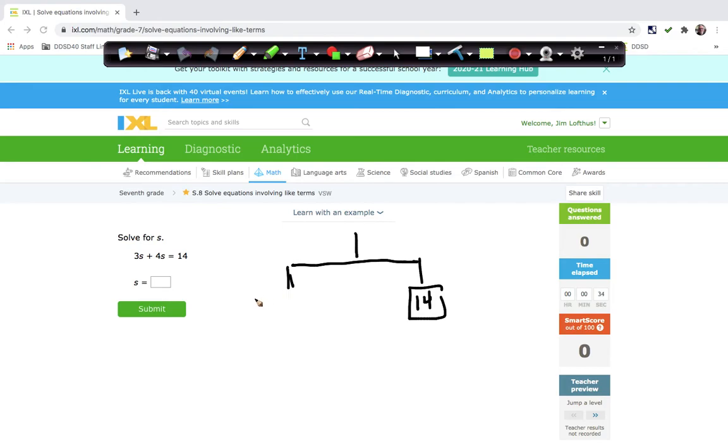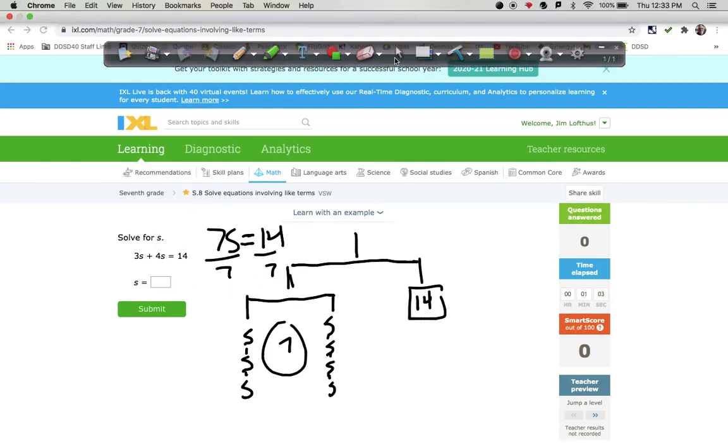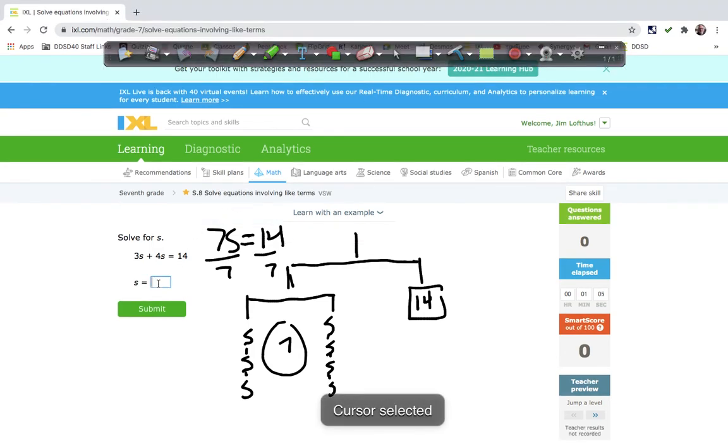And on the other side, we'd have an S and an S and an S, and then 4 of them. So there would be 7 altogether. So this is 7S is equal to 14. So if we divide it by 7, each of them is going to equal 2. So S is equal to 2.